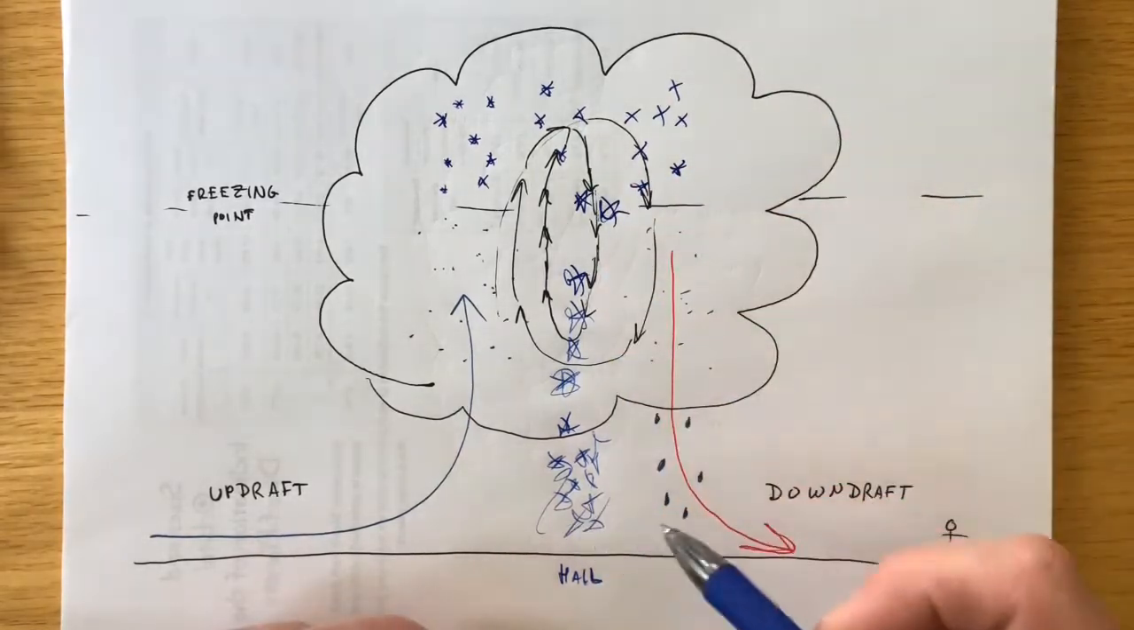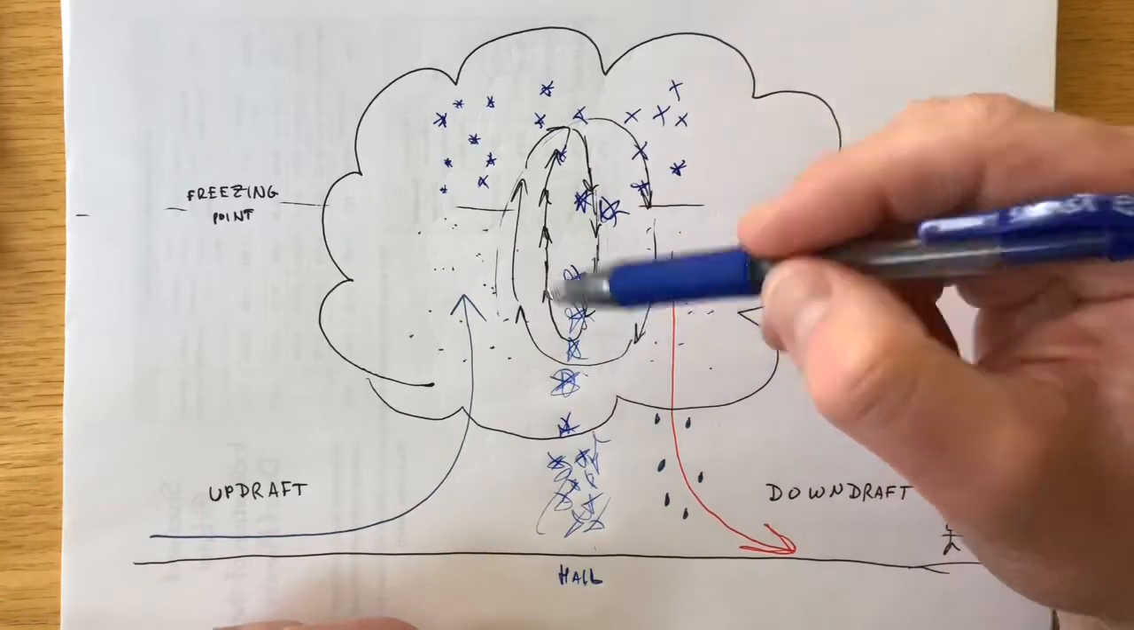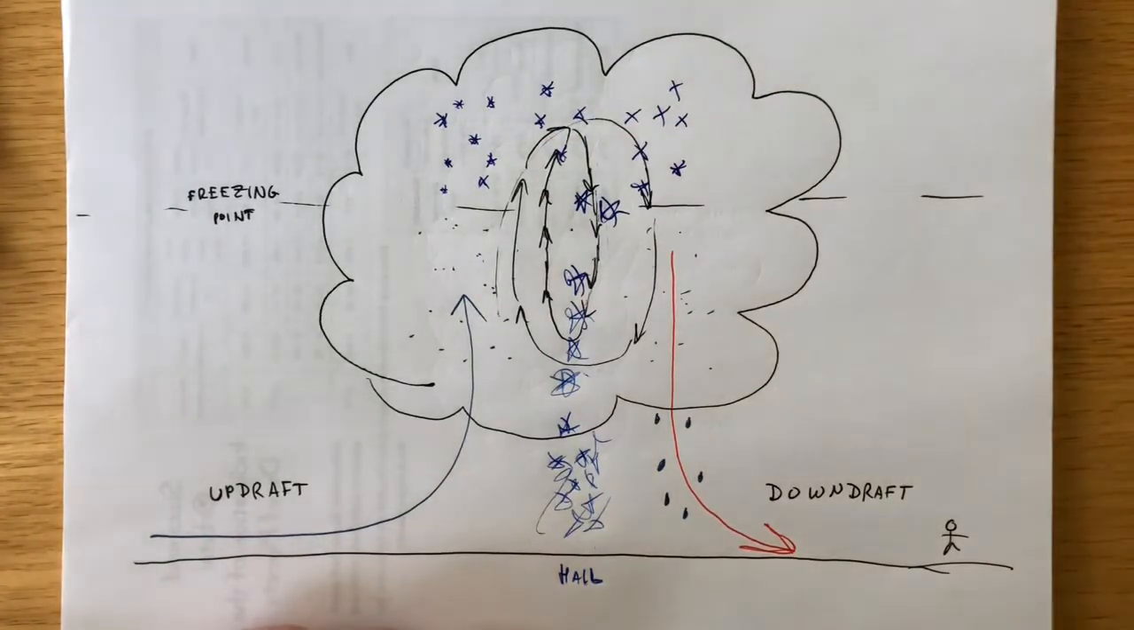Now, to get the ice crystals big enough to not melt on the way down requires this type of circulation. And the only place you can get this type of circulation is in a thunderstorm.